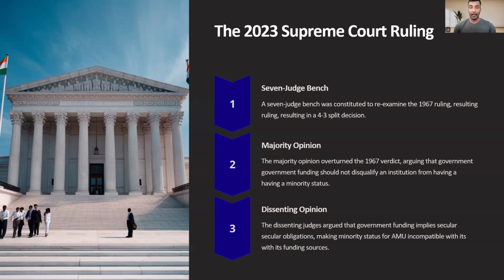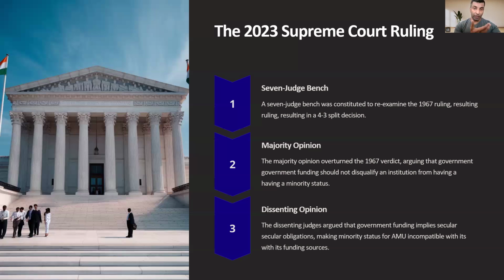4-3 is the majority. Now, if you look at the majority opinion, the Chief Justice is also part of it. Chief Justice D.Y. Chandrachud and three other judges argued that government funding should not disqualify an institution from having minority status.